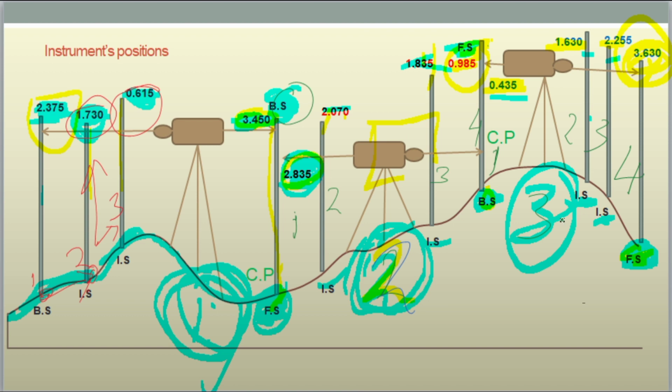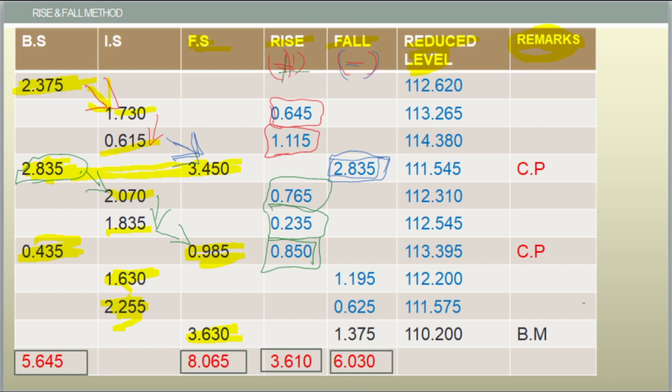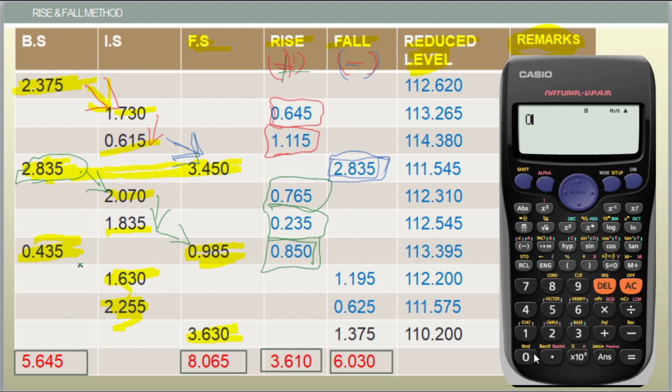That is the last reading of the third positioning. So here we have the third positioning of the instrument. In our third positioning, we start with the back side minus the intermediate side, and we get a negative. So there we have a fall, a negative 1.195.